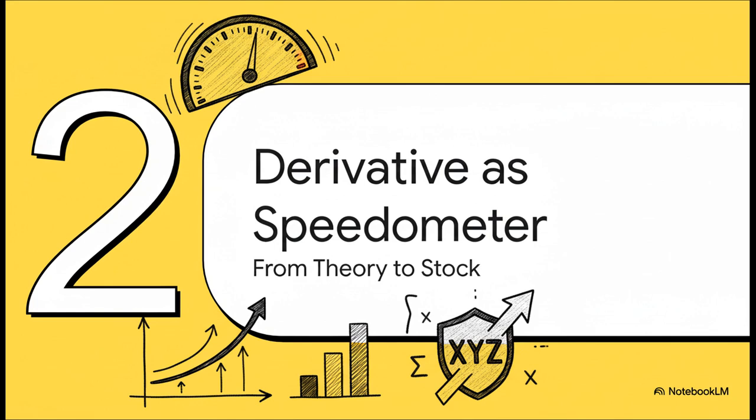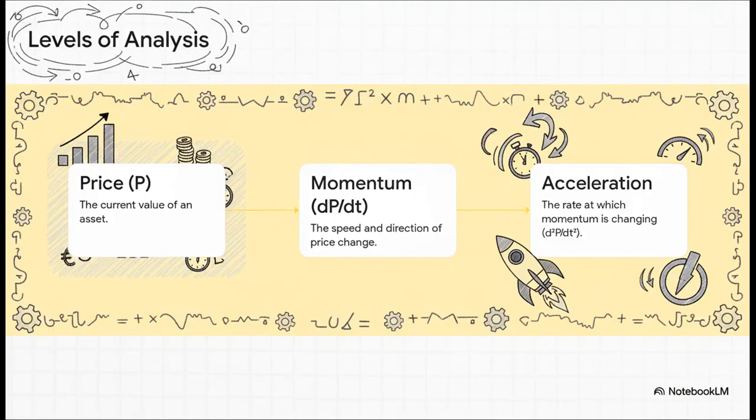Let's take this idea off the whiteboard and apply it to a real stock, because this is where it gets really interesting. So it all flows in a pretty logical way. First, you have the price. Simple enough. That's the number you see on your screen. Now, if you take the first derivative of that price, you get its momentum. That tells you its speed and direction. But we can go even deeper. If you take the derivative of the momentum itself, that's called the second derivative, you get the acceleration. That tells you if the momentum is picking up steam or starting to fade.